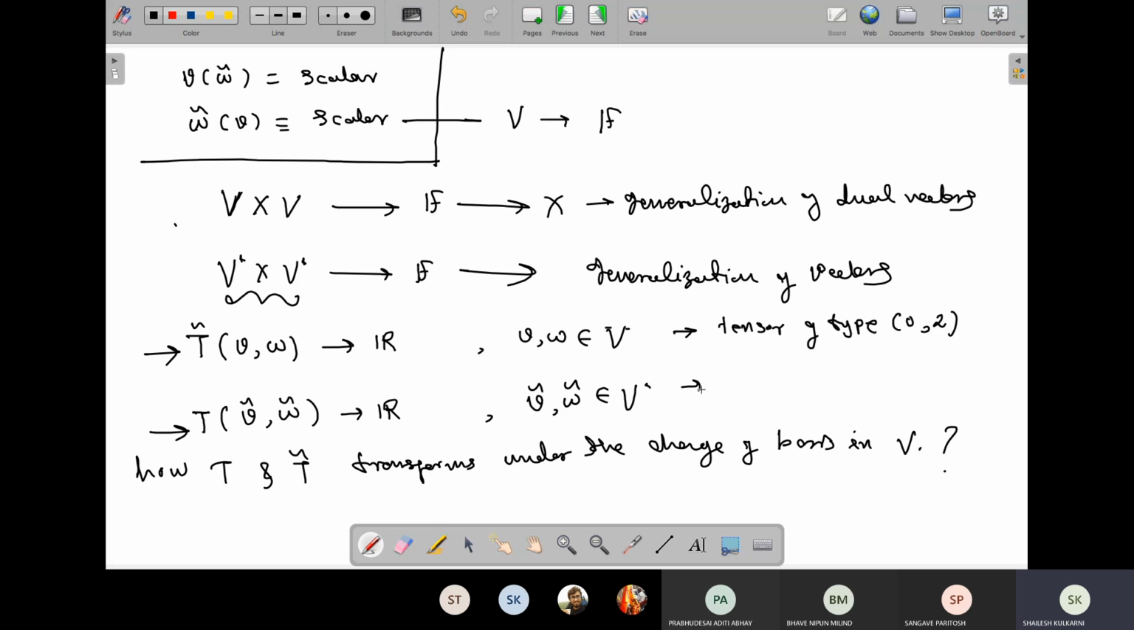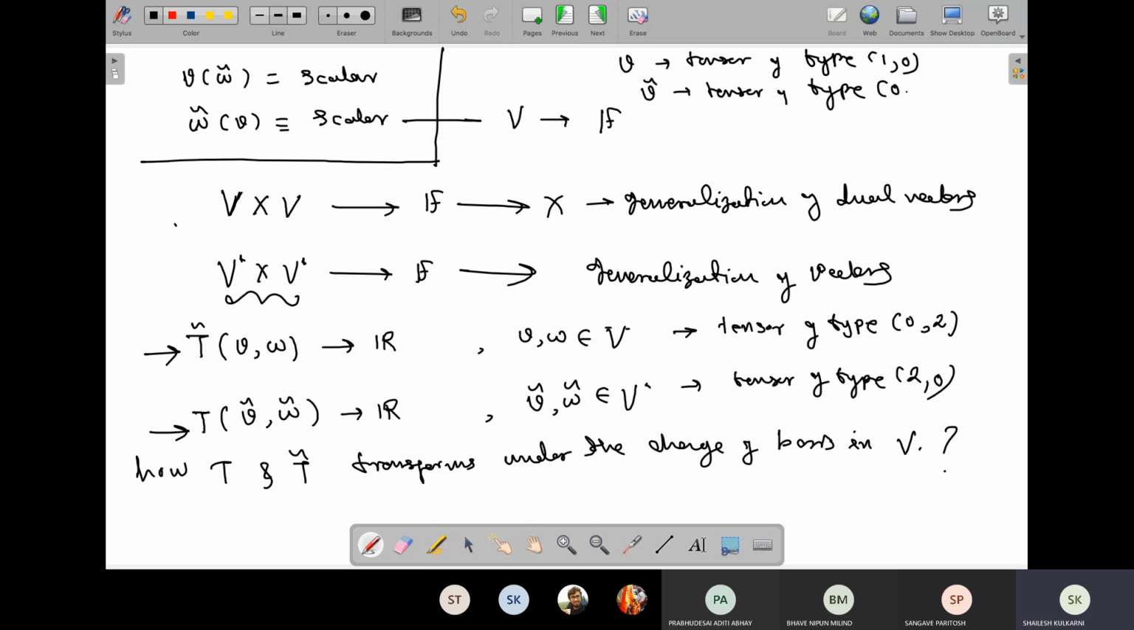Okay, and this will be a tensor of type (2,0). In this classification, your vector v will be a tensor of type (1,0), and a dual vector will be a tensor of type (0,1), and so on.